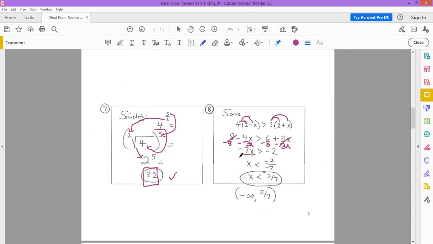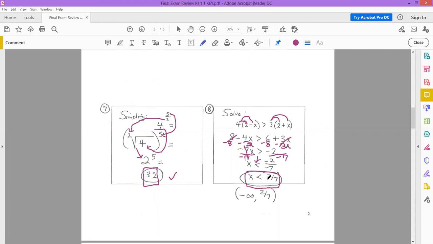Next, we're going to divide both sides of the inequality by negative 7. And remember, when you multiply or divide by a negative number, you have to reverse this symbol. So our symbol reverses from greater than to less than. The negative 7's cancel, leaving x on the left. And on the right side, negative 2 divided by negative 7 gives us positive 2/7. Our answer is x less than 2/7.